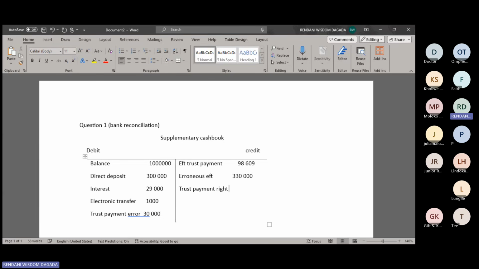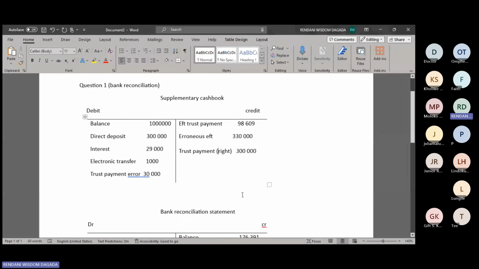I don't know how to put this one. Let's just say right. This one is an error. This one was supposed to be 300,000. Payment. Amount that was supposed to be sent out. You correct an error: you bring back the wrong amount and you take out the right amount. That is how you correct an error.